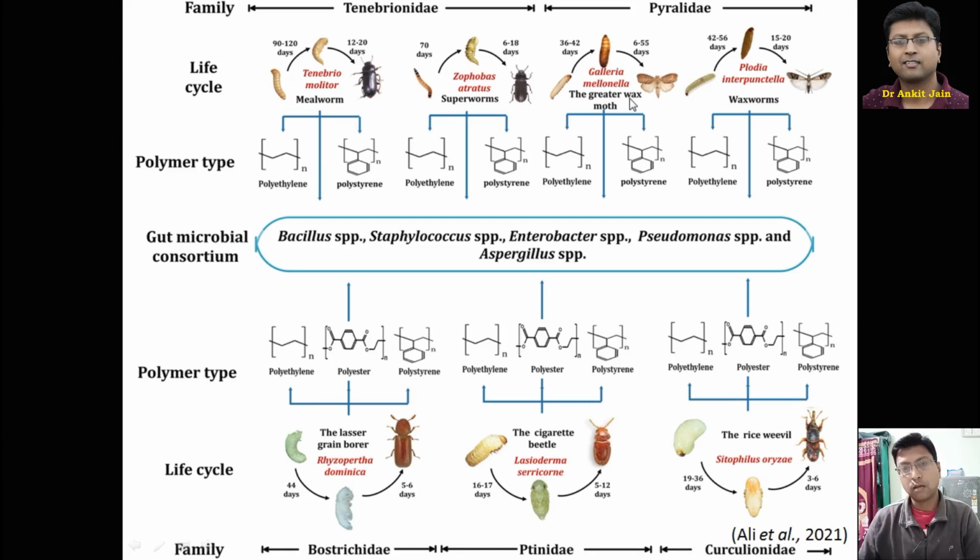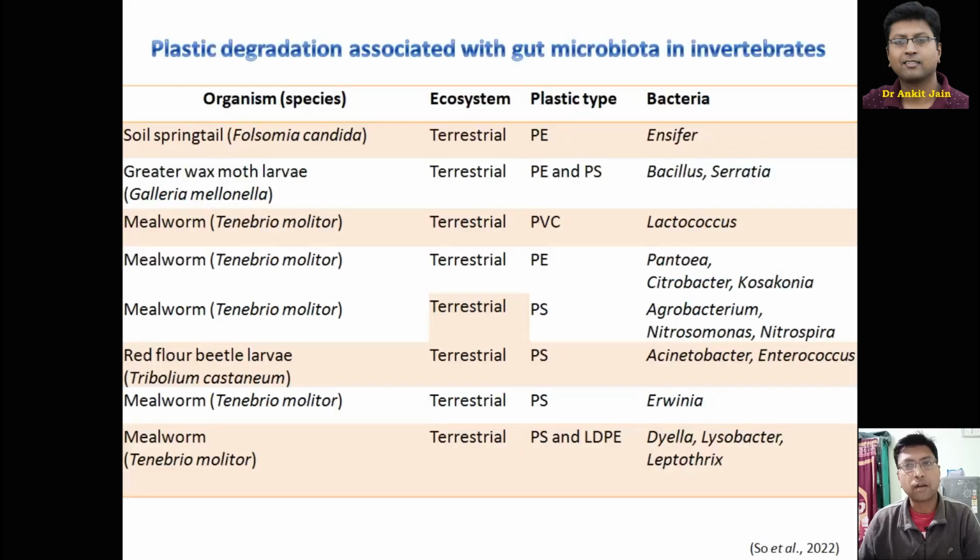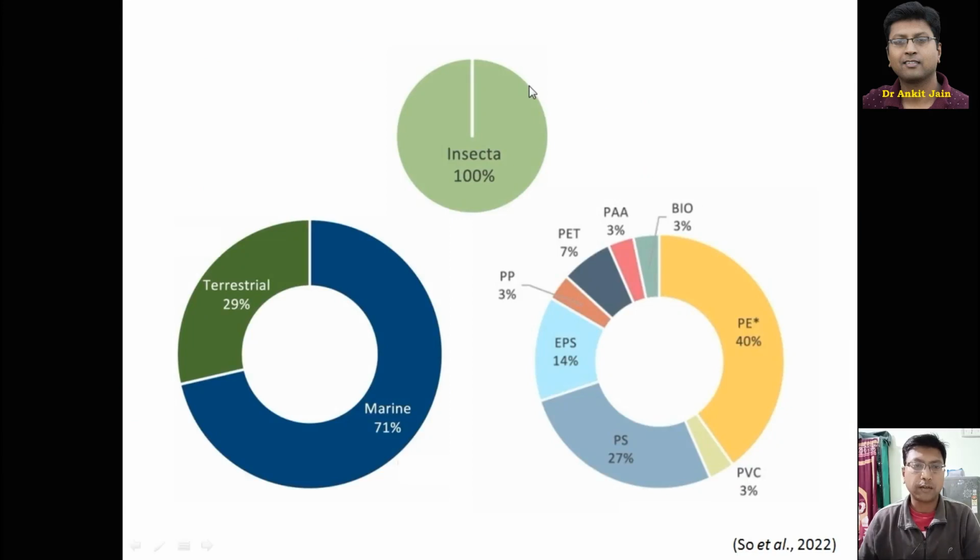So these invertebrates are the only ones responsible nowadays, and these different bacteria and fungi are found only in invertebrates. Now research is going on for vertebrates, because the gut microbes of vertebrates are not capable of degrading plastic. So these are different invertebrates, found in different ecosystems like terrestrial, and they consume this type of plastic, and the following bacteria are present inside the gut.